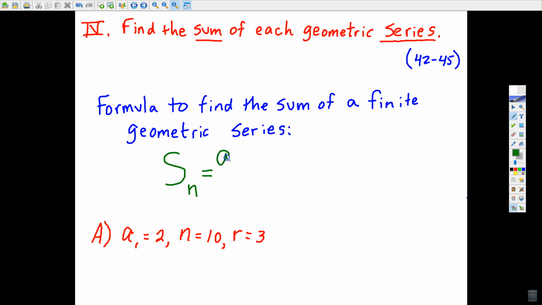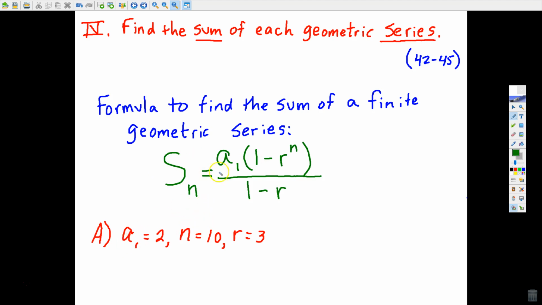Here it is. First term multiplied by 1 minus r to the n power divided by 1 minus r. So just add it to your formula list. Practice it well. Not hard to use if you have a calculator, but you just need to remember it and when to use it. This is only for finding the sum of a geometric series.